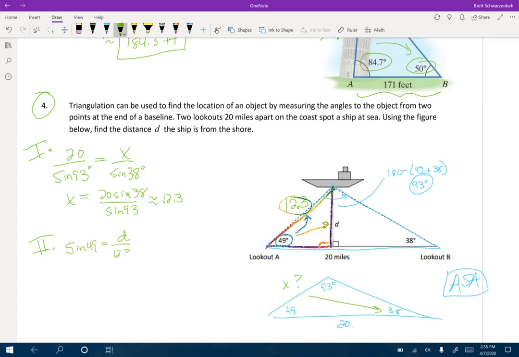Just to be clear, this is not the law of sines. This is just trig 101 of setting up a ratio. So how do we do that? We multiply both sides by 12.3. So we get 12.3 times the sine of 49, and we're going to get approximately 9.3 miles as the result for our problem, which is going to be our answer. So this is very unique in the sense that this was a two-step problem, and you were able to use basic trig in order to figure it out as well, but we needed the law of sines in the beginning to get there.